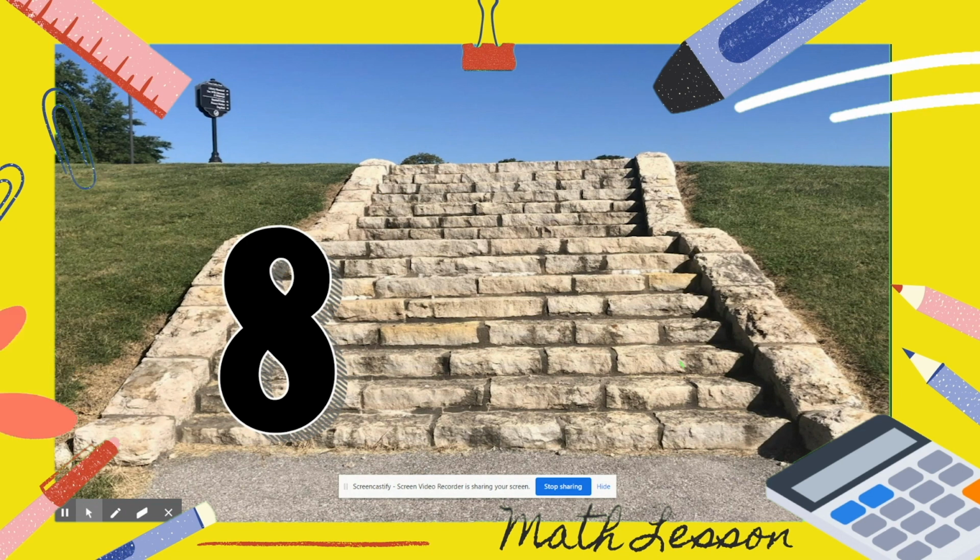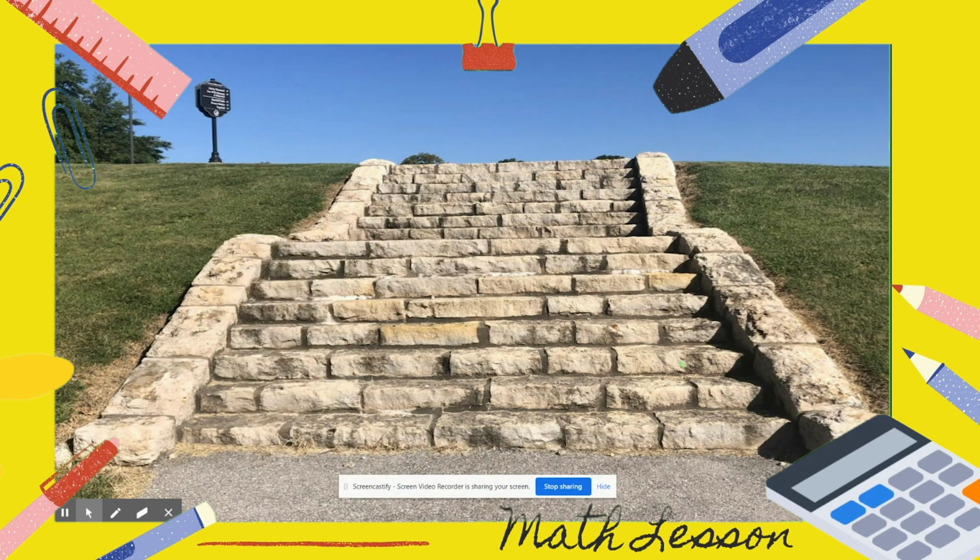You said 2, you're correct. We are going to practice skip counting by 2s next. In order to do this, we have to count 2 stairs at a time. So the first number we start with is 2. Continuing, we'll skip count by 2s, and the next number is 4. 6. And 8. And that is how you skip count by 2s. Great job.